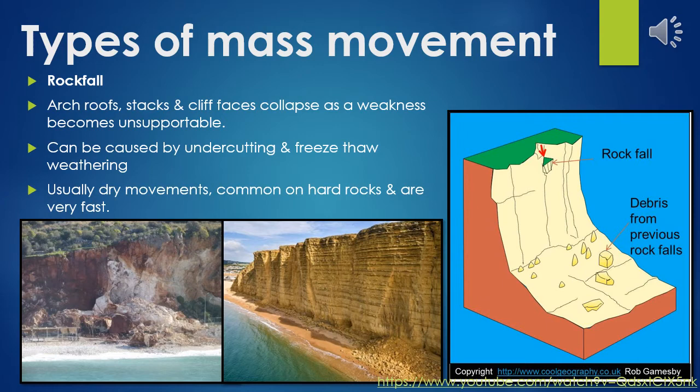And again, these are usually dry movements, so they'll happen without the sea acting at once. So this will just be a gradual thing, and they happen very fast. As you can imagine, the rock will collapse. It will end up in a big heap at the bottom. It will look quite violent. It will look quite drastic.